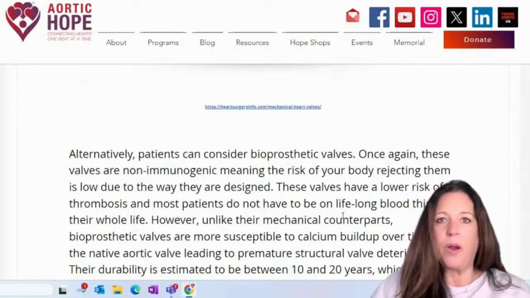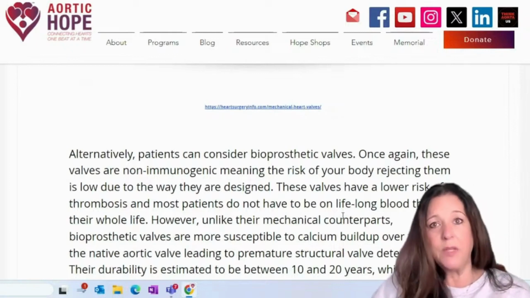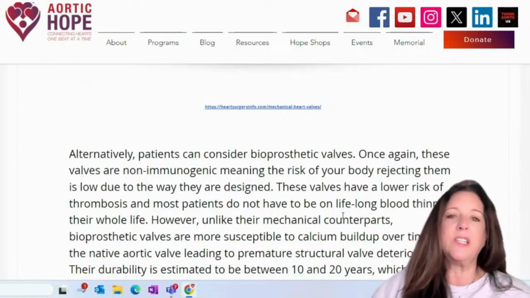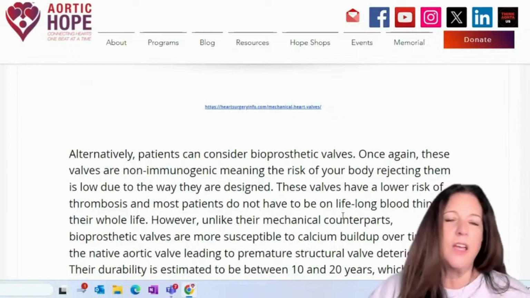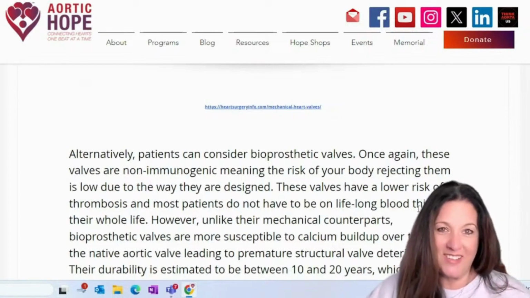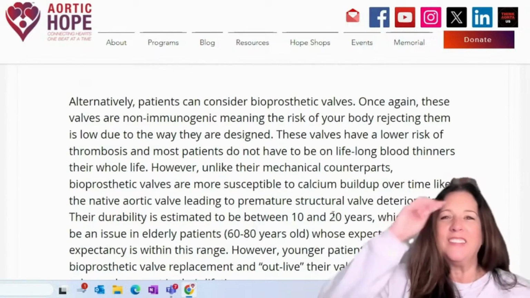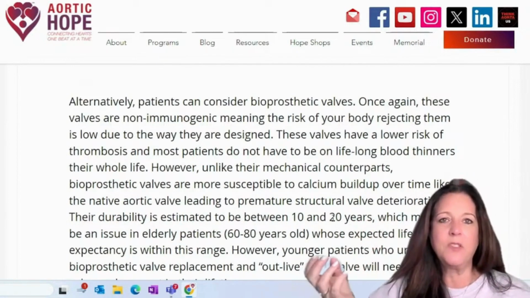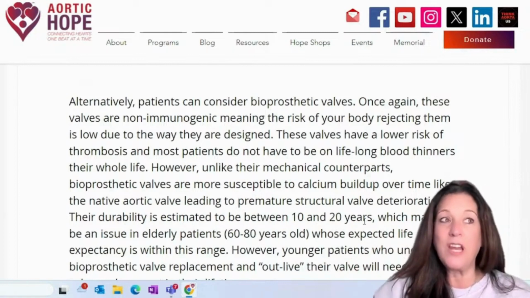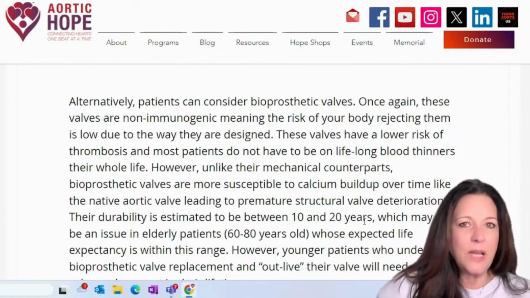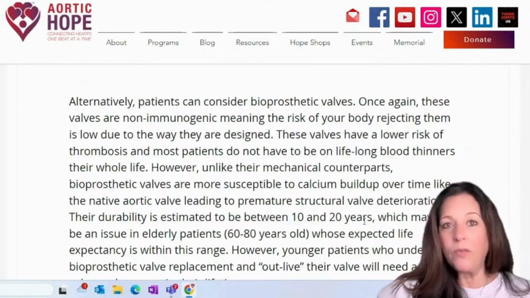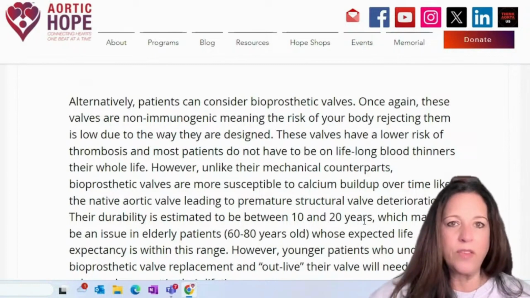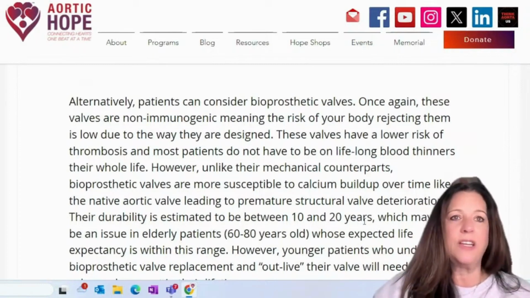However, unlike their mechanical counterpart, bioprosthetic valves are more susceptible to a calcium buildup over time, like the natural aortic valves, leading to a premature structural valve deterioration. Okay, that's that word for you. All right, their durability is estimated to be between 10 and 20 years. So you're not going to get that one and done lifetime situation. It's only going to last anywhere from 10 to 20. Some people hear 10 and 12 or 10 and 15, but I know many that are way over the 15-year mark, and they're doing just fine.